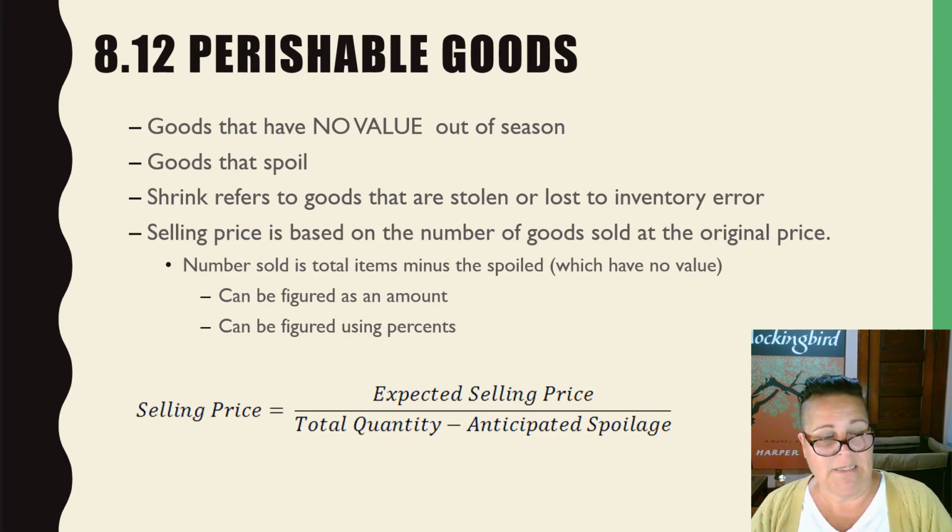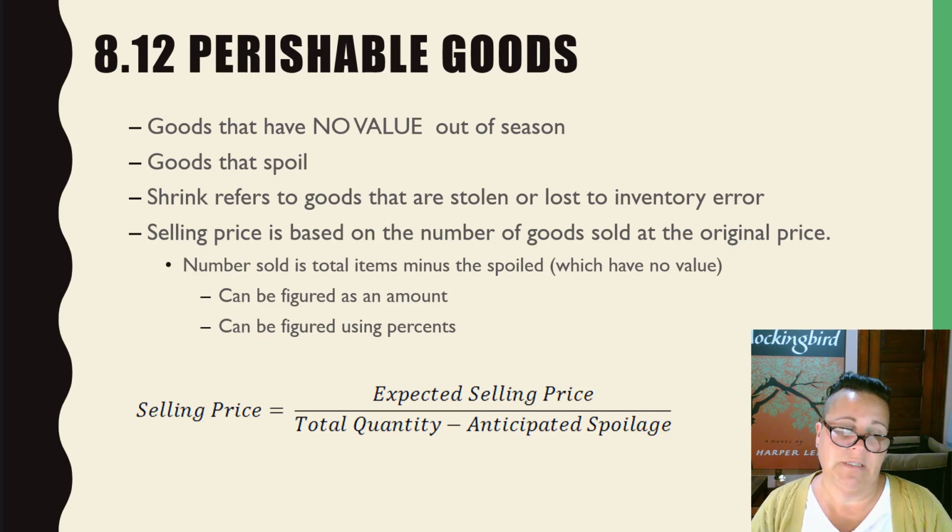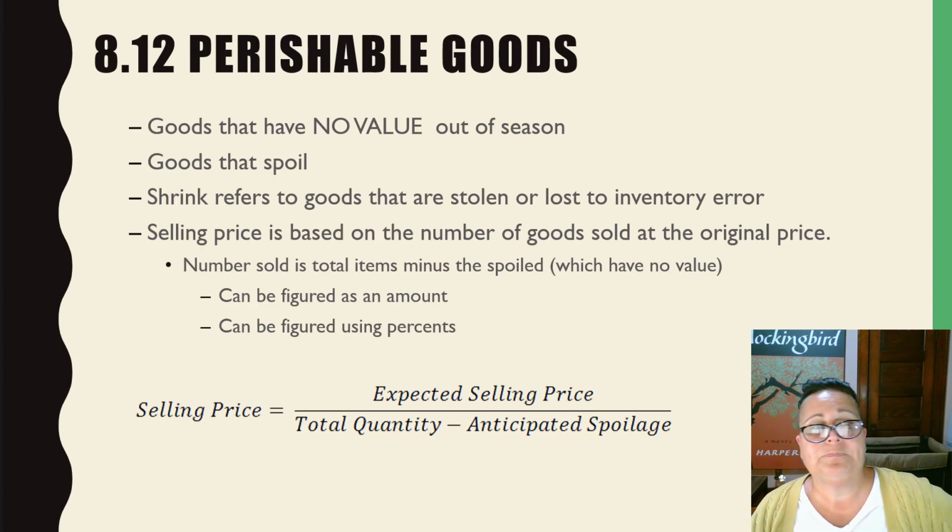Our selling price for perishable goods is listed as the expected selling price, or the money you expected to bring in, divided by the difference between the total quantity you have to sell minus the anticipated spoilage, or the reality of how many you have to make the money off of.